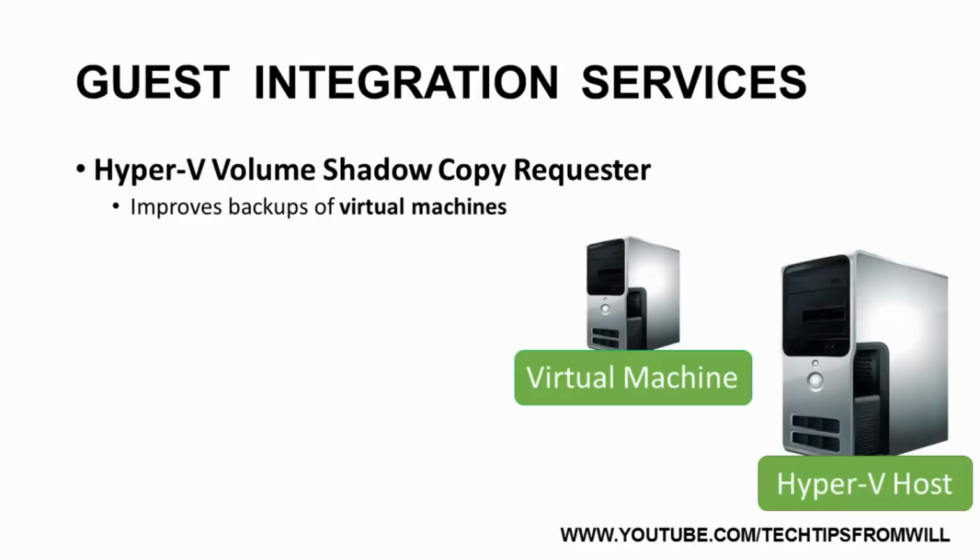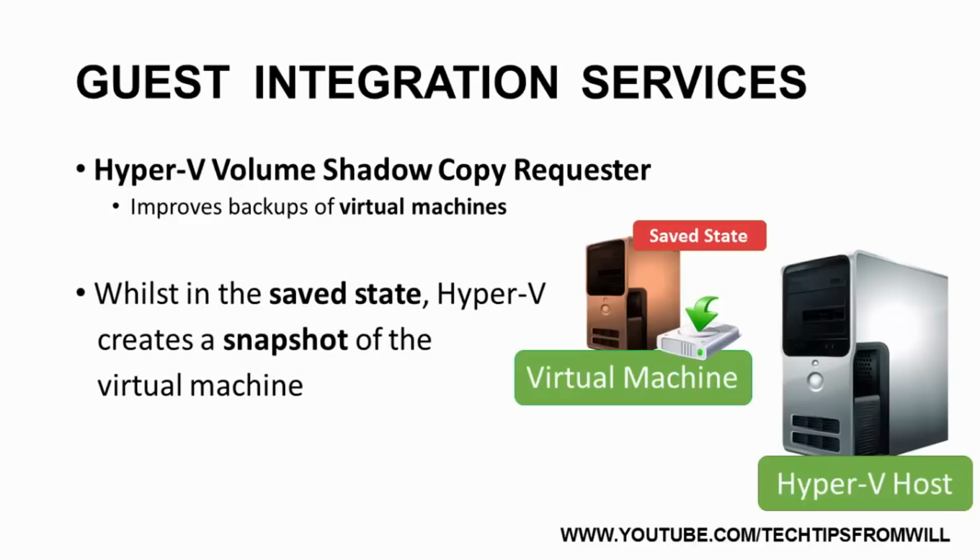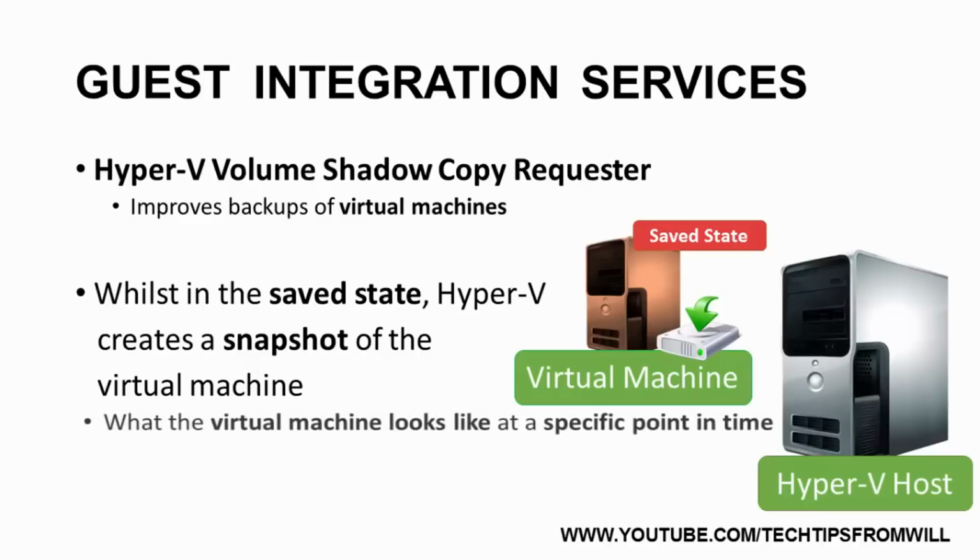Now, let's imagine that you want to take a backup of this virtual machine. If you were to start the backup without the Volume Shadow Copy Requester service, the virtual machine is placed into what is referred to as the saved state. Whilst in the saved state, Hyper-V prepares the virtual machine for backup by creating what is called a snapshot. A snapshot is essentially what the virtual machine looks like at that specific point in time.